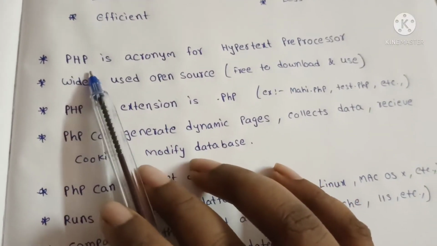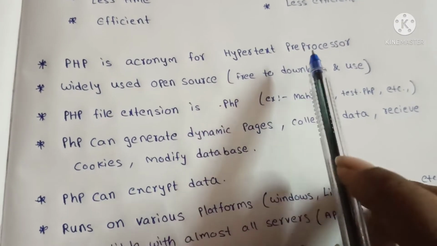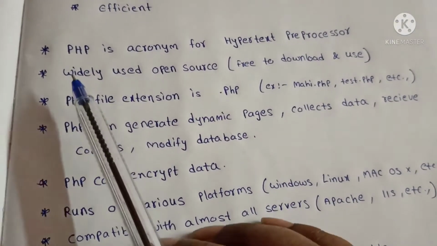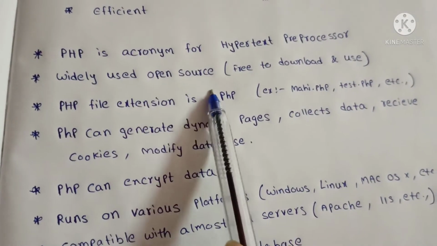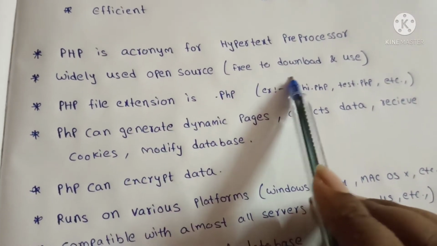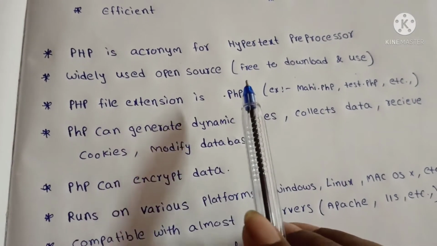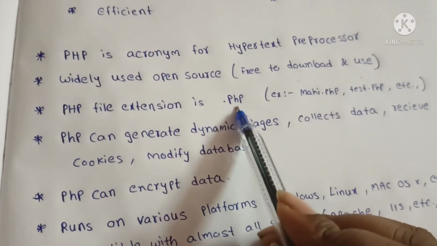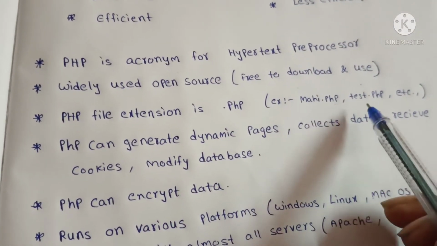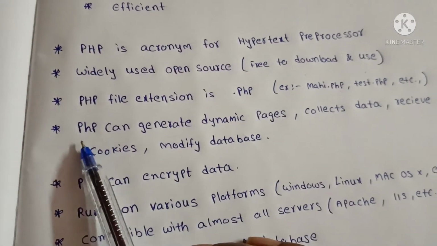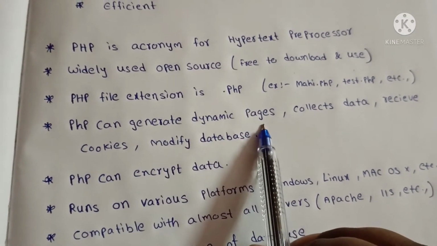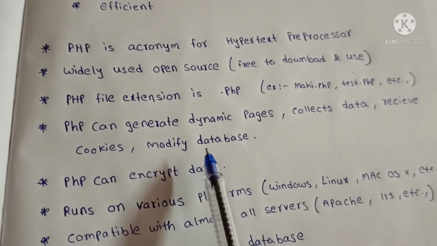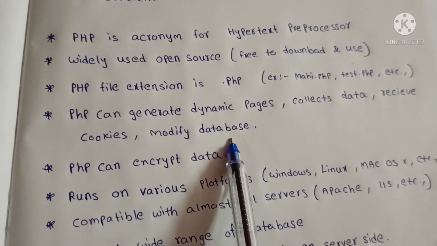And PHP is the acronym for hypertext preprocessor. Now let's see the advantages of using PHP. It is widely used and open source. Open source means it is free to download and use. We can easily download it and use it. The PHP file extension is .php, for example, mahi.php or test.php. PHP can generate dynamic pages, collect data, receive cookies, and modify the database.